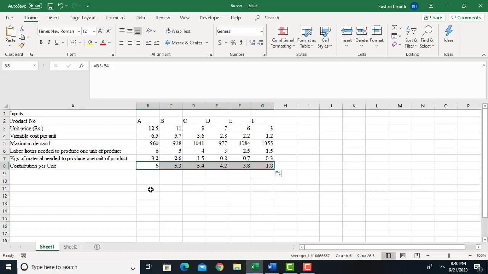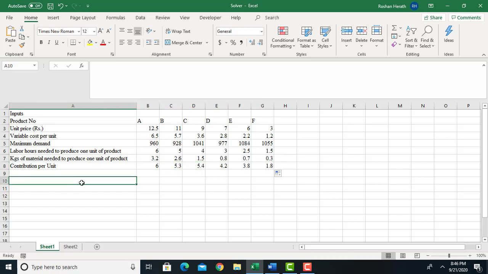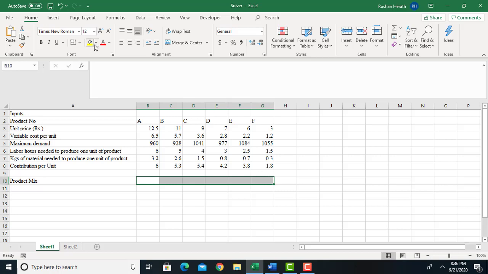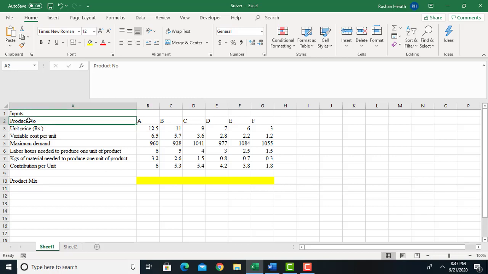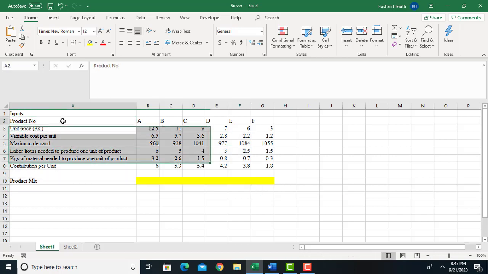Then the most important thing is your output. So your output, what is that? It is going to be your product mix. So this is something that you are going to figure out. So this is going to be your output, the product mix. This is your output.